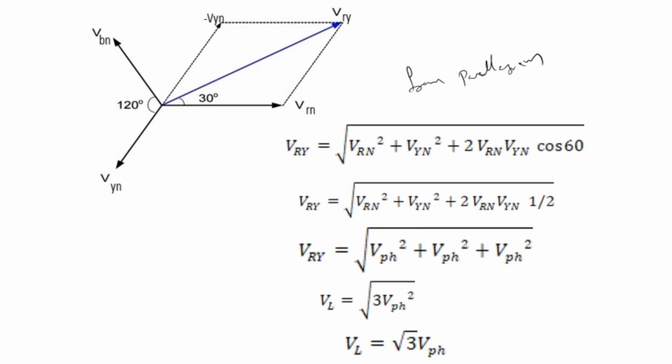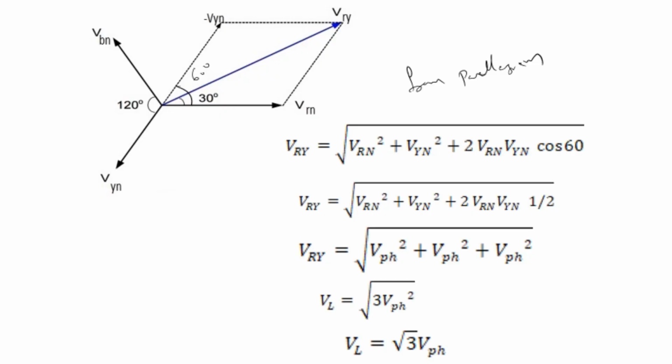you can write VL equals under root of VRN square plus VYN square plus 2 VRN VYN cos 60. The angle between VRN and VYN is 60 degrees, and cos 60 is 1 by 2. Magnitude wise VRN, VYN and VBN are the same, so this equals V phase square plus V phase square plus V phase square, which you can write as VL equals root of 3 V phase square. Square and root cancel, so VL equals root 3 V phase.